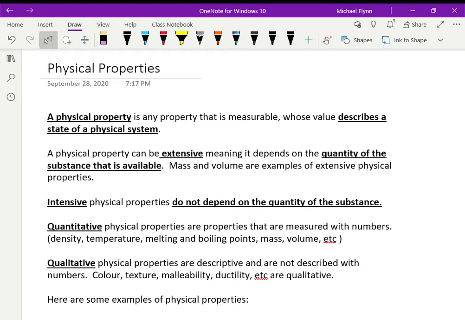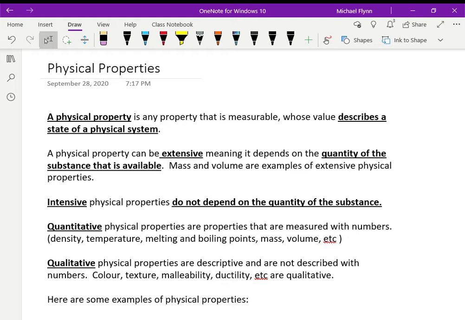So I could tell you, like, I'm 6'1". That is a physical property of my body. I have a mass of 80 kilograms. That's another physical property of my body. I'm made of mostly water. I mean, that'd be another physical property of my body.